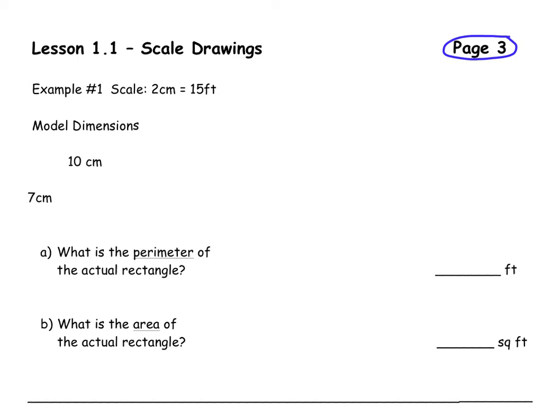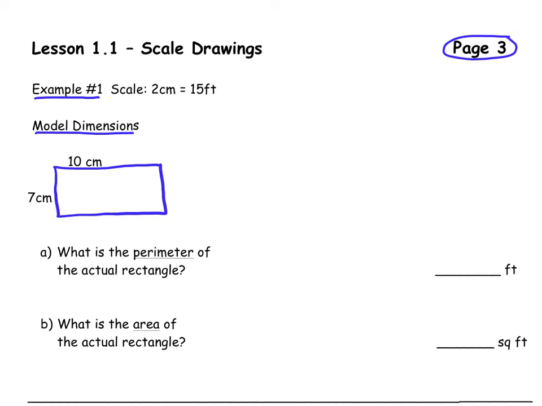For this first problem, example number 1, we are going to convert model dimensions, or dimensions given on paper, to actual dimensions in the real world. Let's take a look. We have been given a rectangle on paper that is 7 centimeters by 10 centimeters. Please draw a rectangle that is 10 centimeters long by 7 centimeters wide. Pause the video if you need a bit of time.